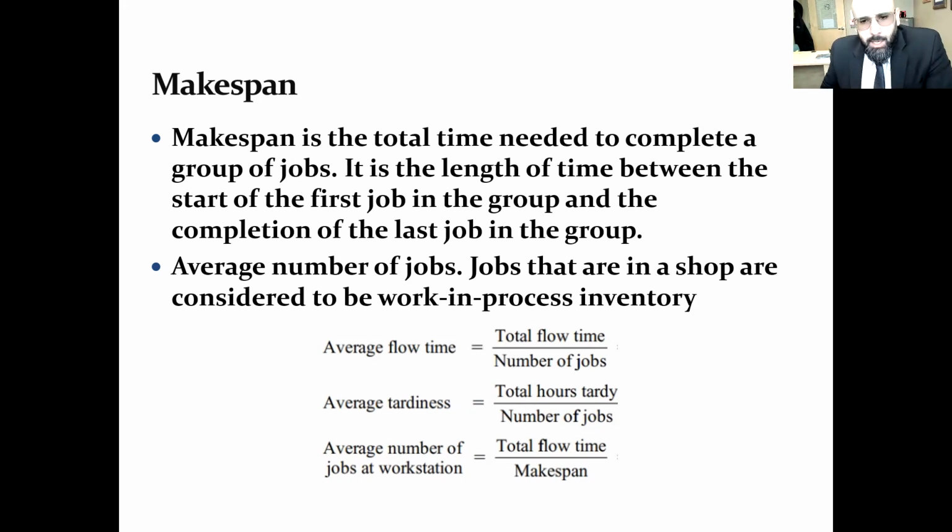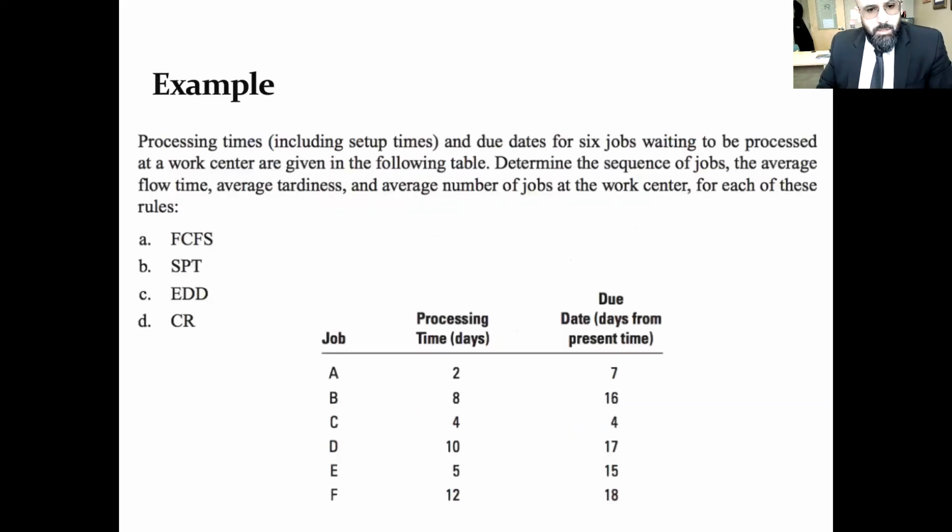And we need to talk about the average flow time, which is total flow time divided by the number of jobs. Average tardiness, which is the total hours of tardy divided by the number of jobs. Average number of jobs at a workstation would be equal to the total flow time divided by the lead time, which is the makespan. All right, let's take a look into this example.